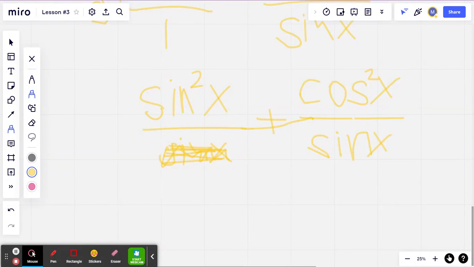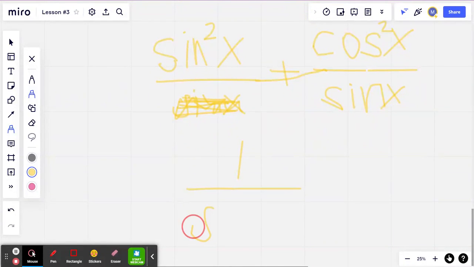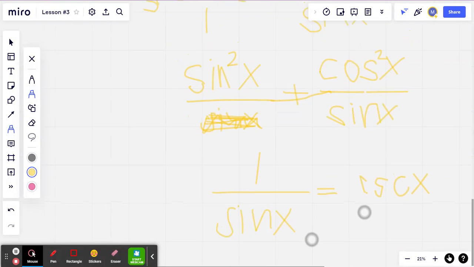Sine squared x plus cosine squared x is one of our Pythagorean identities, which is equal to 1. So we just change that numerator into 1, and then it would be 1 over sine x. Looking back at our fundamental trig identities, we know that 1 over sine x is the same as cosecant x, which is our final answer. And that is how you simplify that expression.